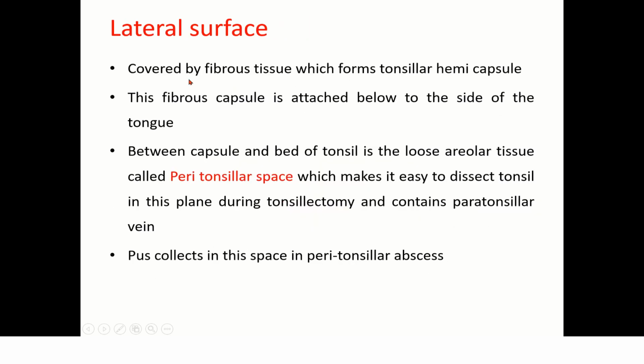Lateral surface is covered by fibrous tissue, which forms the tonsillar hemicapsule. Why hemi? Because it is not completely covering the palatine tonsil. It is covering only the lateral aspect of the palatine tonsil. This fibrous capsule is attached below to the side of the tongue. Between the capsule and bed of the tonsil is the loose areolar tissue called the peritonsillar space, which makes it easy to dissect the tonsil in this plane during tonsillectomy, and contains the paratonsillar vein.